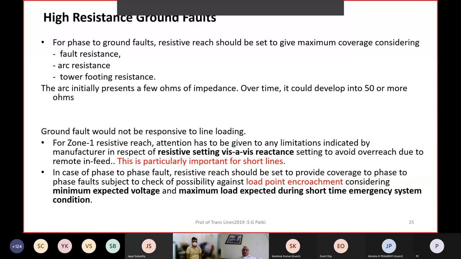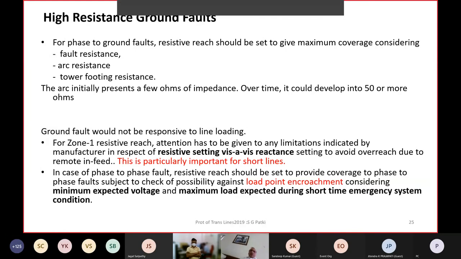This resistive setting normally is a tricky affair, especially if the line is short. Many times we say if the line is very short and there is a high resistance fault, typically a vegetation fault, if a tree comes within arcing distance, that side of the fault, you may have overreaching of the relay. Relay may trip in zone 2 instead of zone 1.